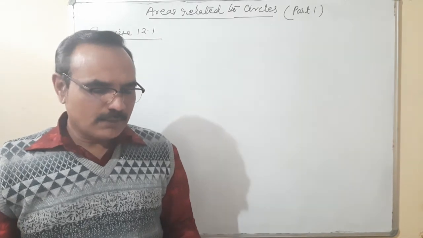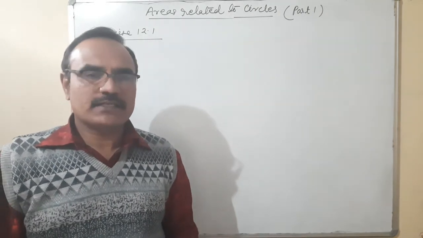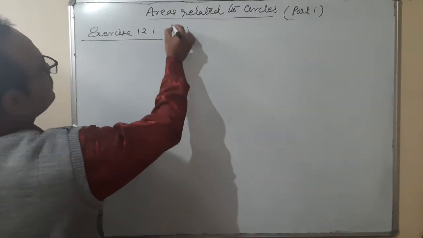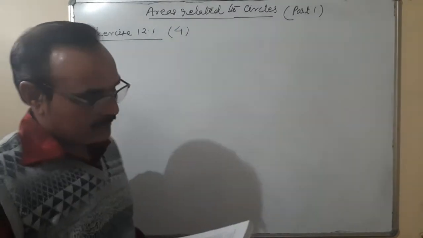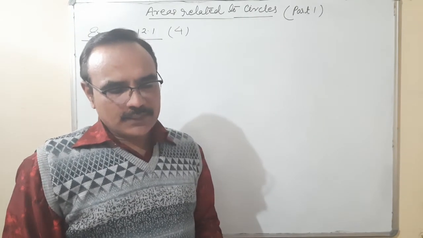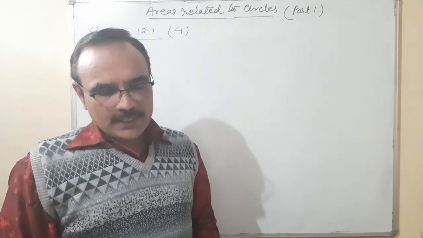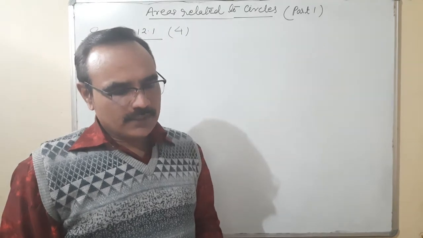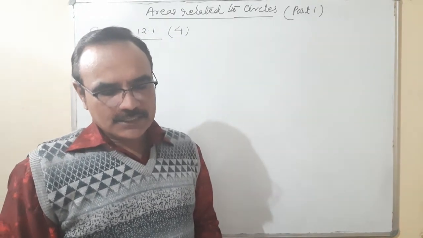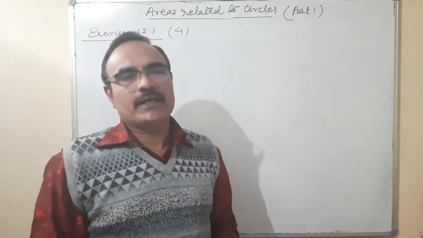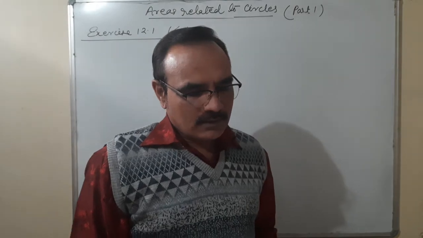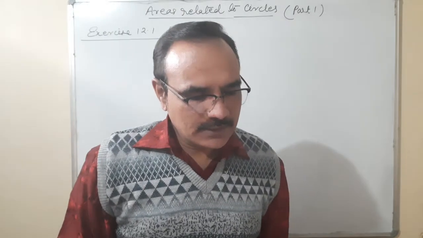Okay. We are solving question number 4 from this exercise. It's an important question also, number 4. The wheels of the car are of diameter 80 centimeter each. How many complete revolutions does each wheel make in 10 minutes when the car is traveling at a speed of 66 km per hour? Okay. The wheel of the car has a diameter of 80 centimeter each.